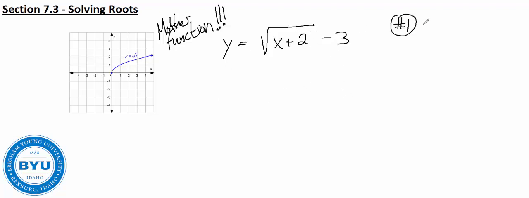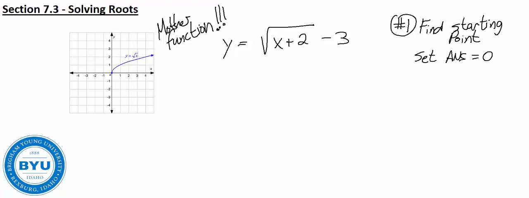Step number 1, you do have to find the starting point. To find the starting point, you set the inside, the insides of the root, equal to 0. So in other words, you're going to take the inside, x plus 2, and set that equal to 0 and solve it. So we would minus the 2 over, minus 2, and you get x equals negative 2. That's our starting point right there.